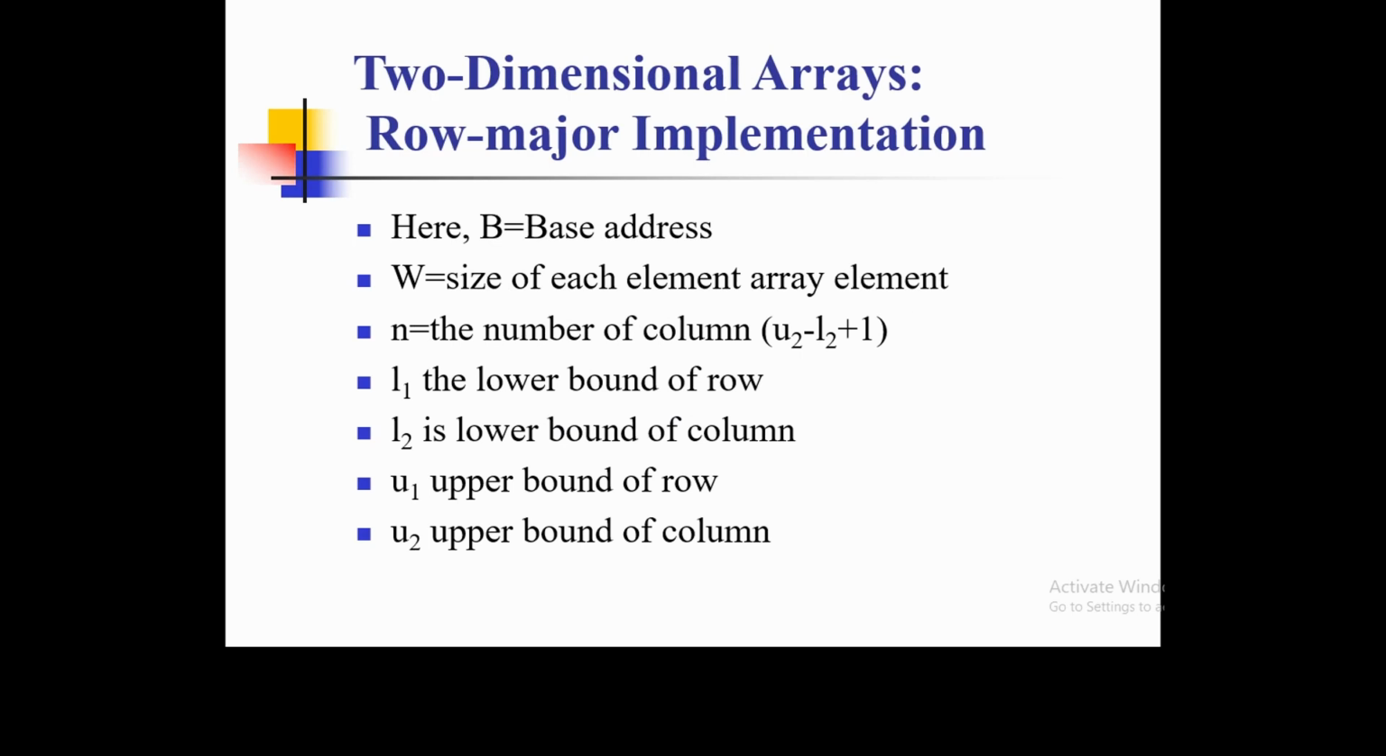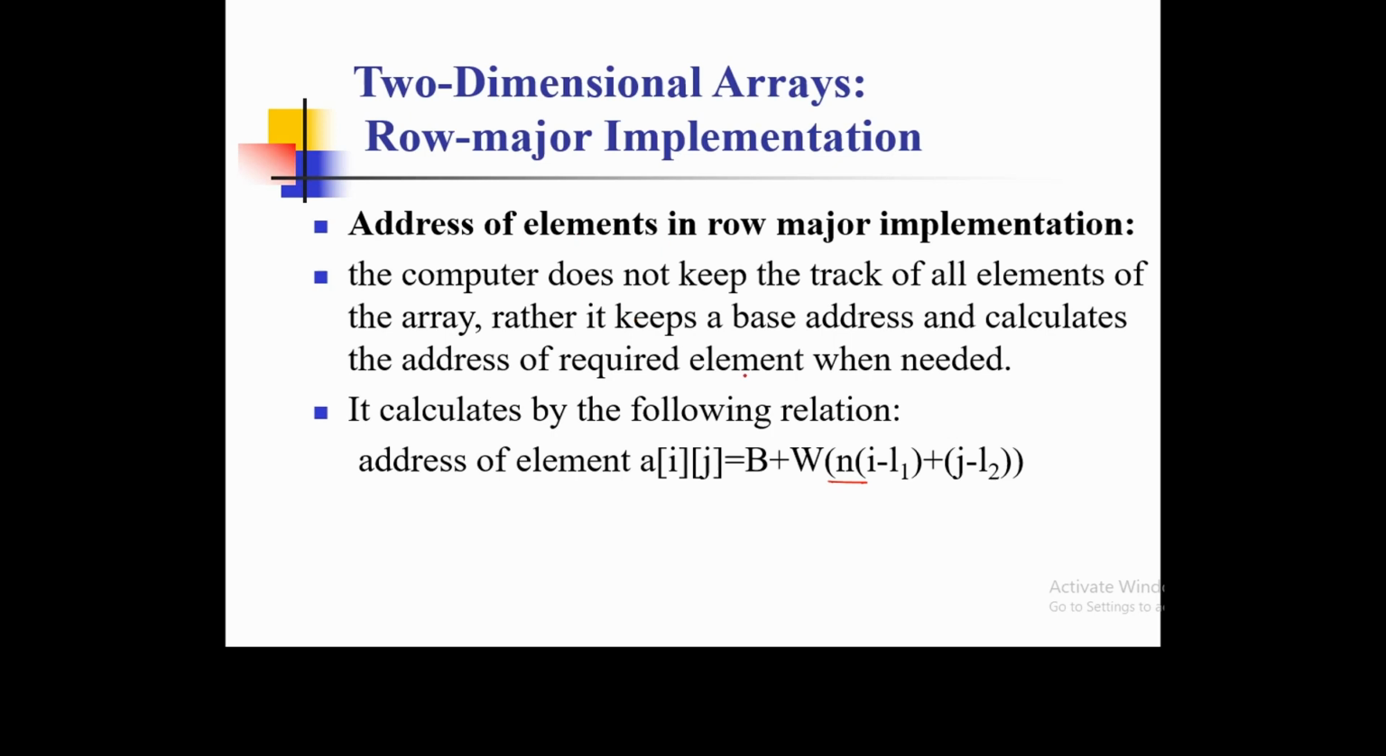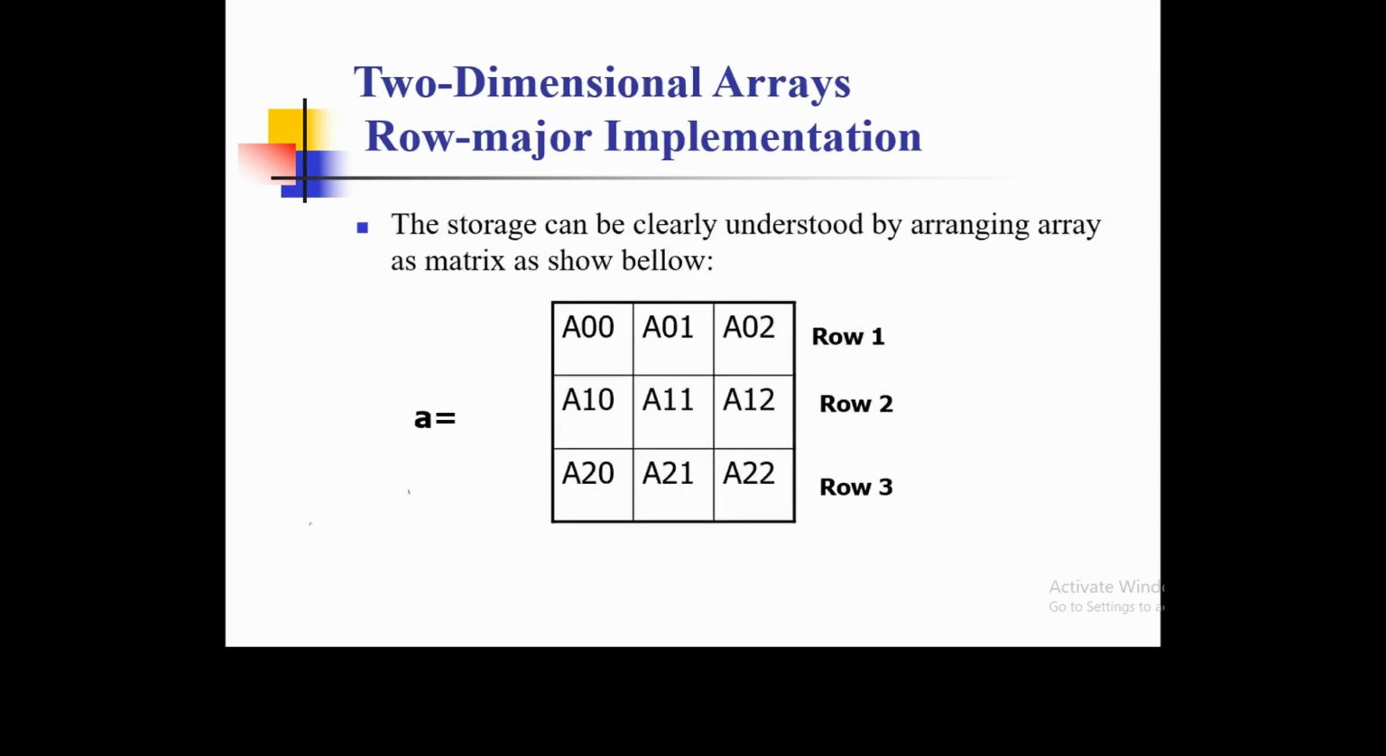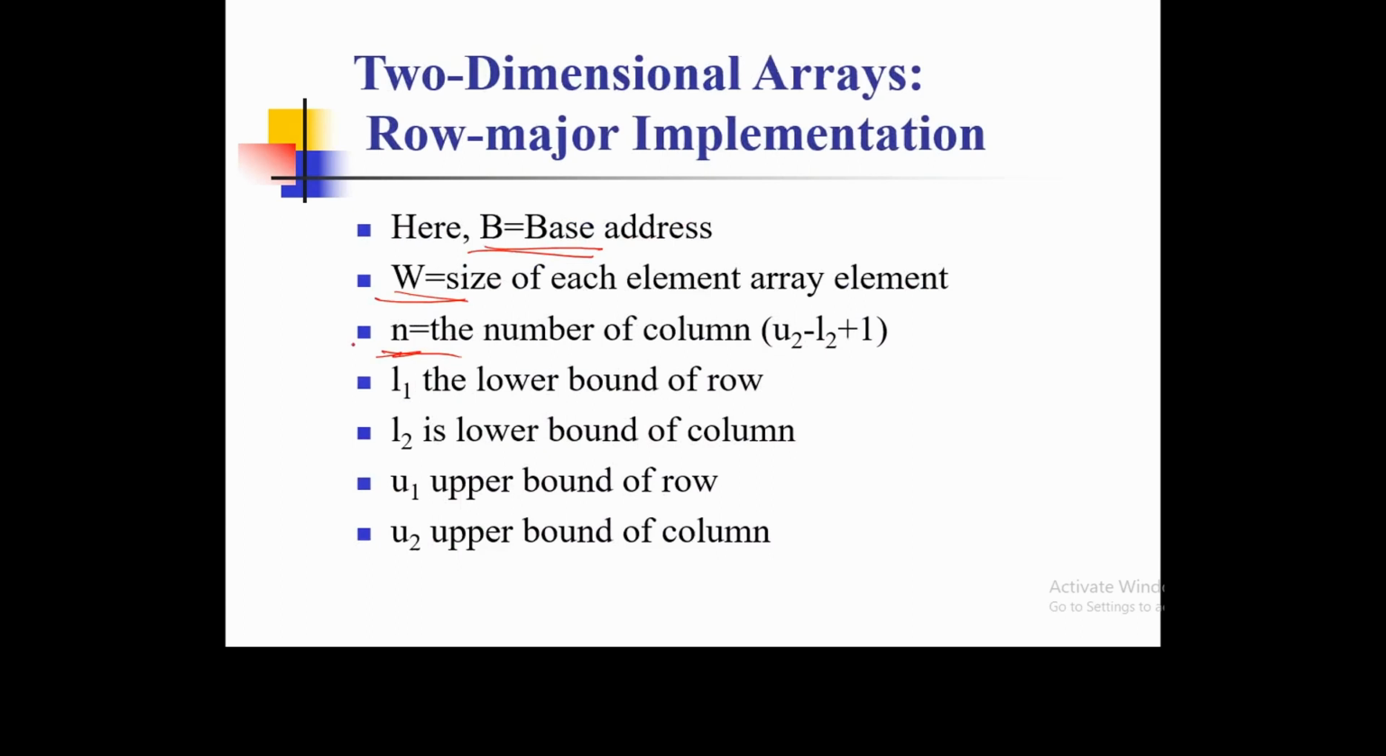Now what are these things? B is the base address, W is the size of each array element, n is the number of columns. If we are dealing with row major order, then it will be the number of columns, and when we deal with column major order, we will use the number of rows, but not here, in another place. And how can we calculate the number of columns? That is U2 minus L2 plus 1. I will show you separately what this means.